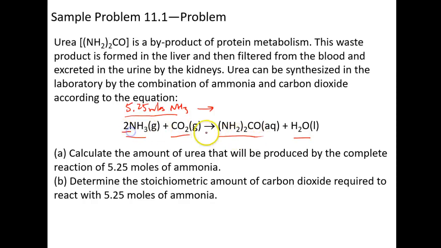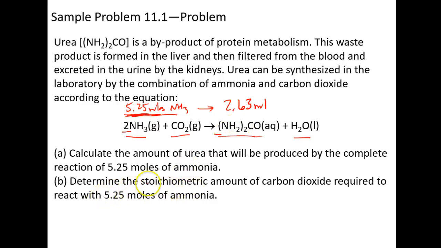Well, this is a 2-to-1 ratio. So this number is twice the number of moles as how much urea I have. Basically, you can quickly figure out that you're going to have half the amount of urea. So you take 5.25, divide it by 2, and you find out that you have about 2.63 moles of urea. Okay, how does this look mathematically?